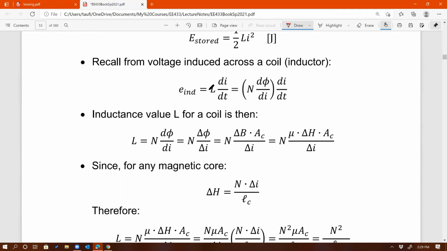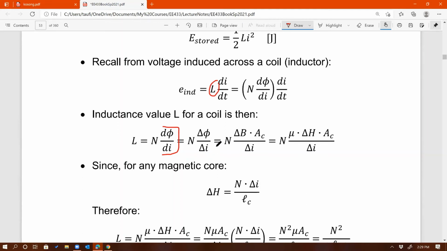Okay, that's just the L part, right? And then in general, in terms of change in the flux and change in the current, the changes are very tiny. But in general, L is going to be N times delta flux over delta I. So delta phi over delta I.